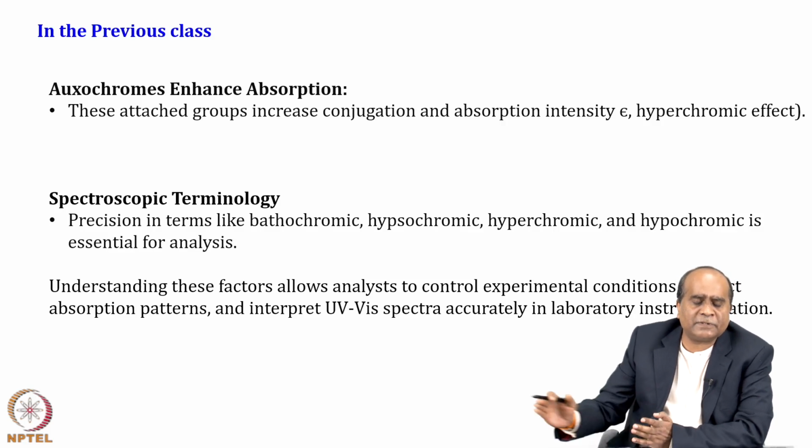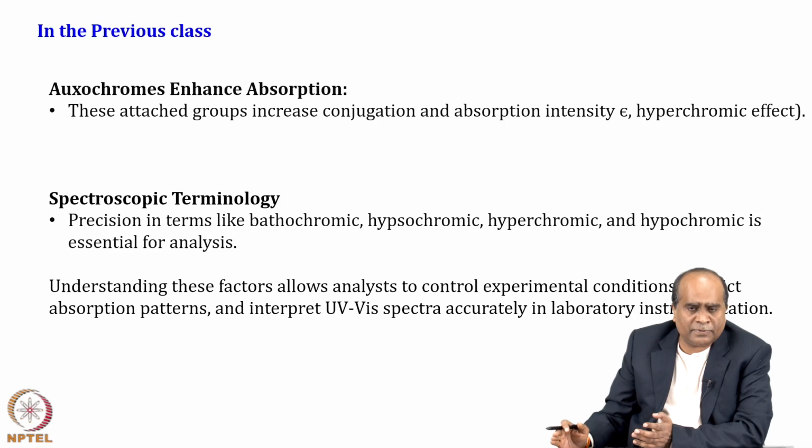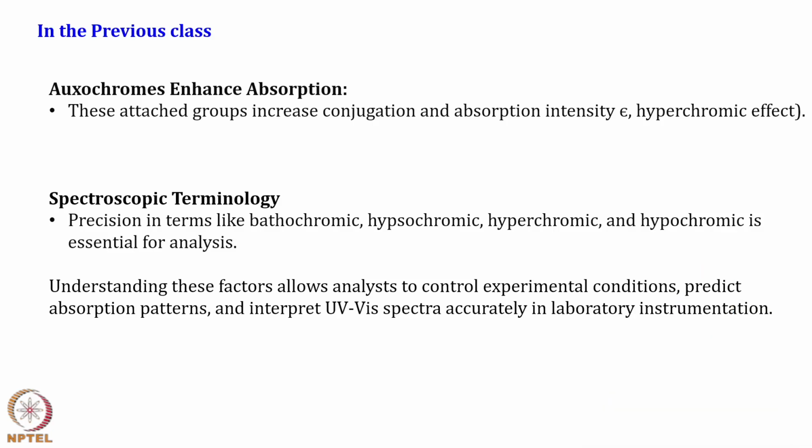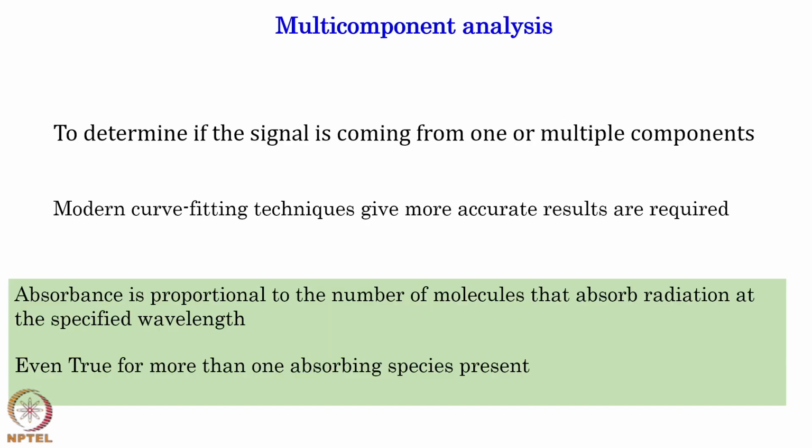So, using these shifts in the absorption frequency, we can learn a lot about the environment of the chromophore. These factors allow us to analyze the experimental conditions, predict absorption patterns, and interpret the UV visible spectrum in the instrument that we use in the laboratory. Because of that, we have developed many applications centered around a simple technique of UV visible spectroscopy. So, we will extend our discussion in this direction and look at the multi-component analysis.